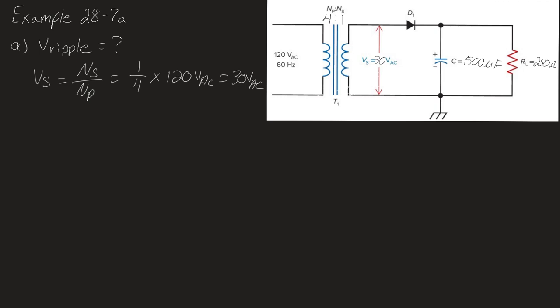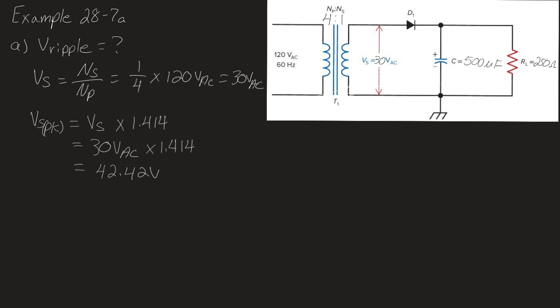Next, we need to calculate our peak voltage on our secondary. So that's going to be Vs peak, which equals the voltage of the secondary times 1.414. And so that's going to equal 30 volts AC times 1.414. And that gives us 42.42 volts.